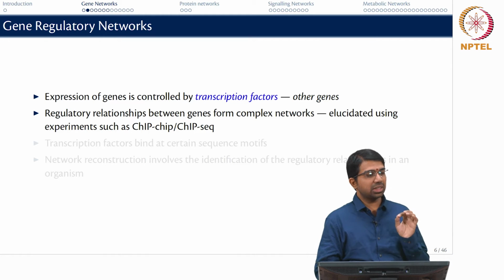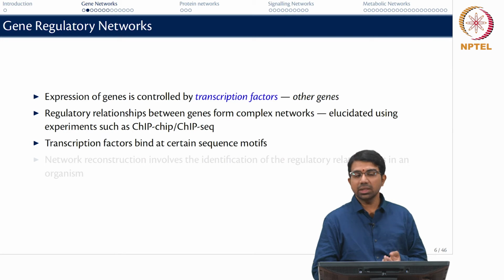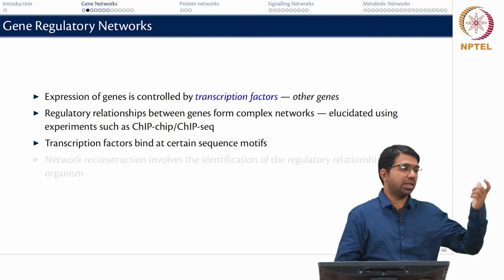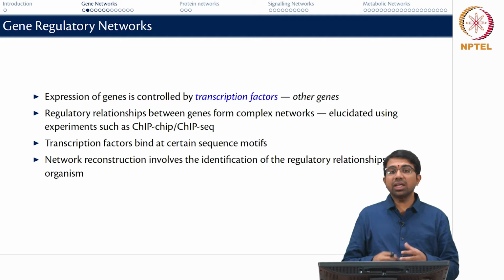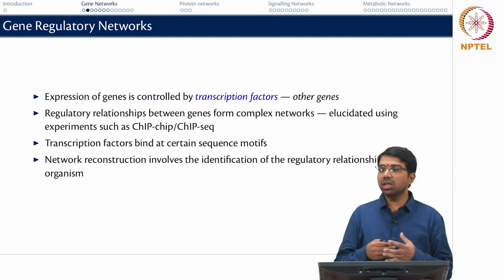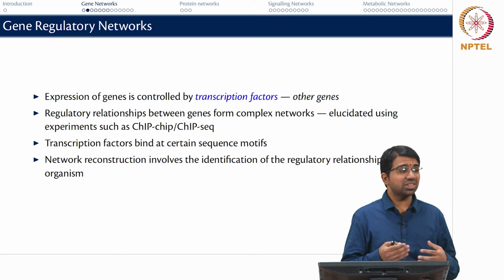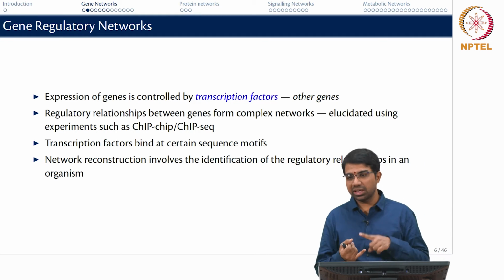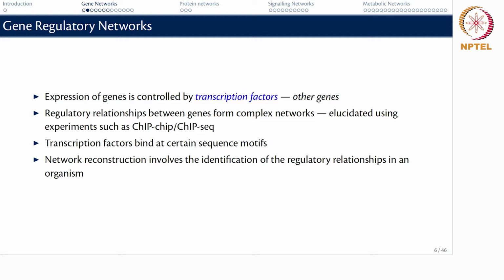Most important thing is these transcription factors will bind to particular places on the DNA, right. And these are sequence motifs, right. So, they will bind to something like an AT-ATA, a particular sequence stretch on the DNA, and reconstruction involves identifying all these regulatory relationships. So, who interacts with whom and what is the nature and strength of this interaction. So, it is essentially trying to identify the edges, the direction of the edges and the weights of the edges. These are the three things that you want to build in any reconstruction.